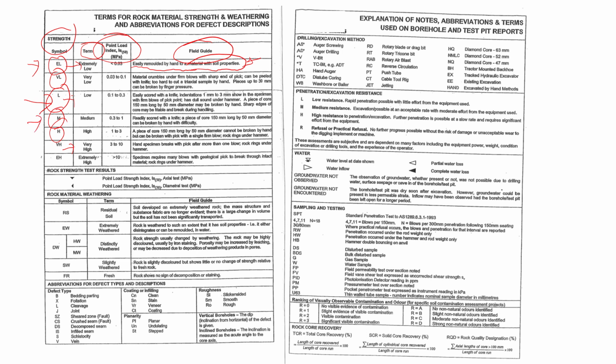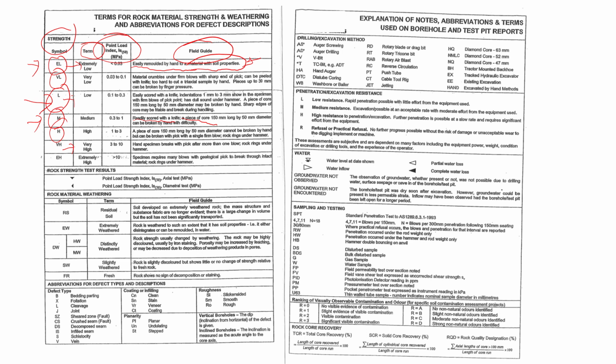So let's look, for example, at M. What will be a medium level of strength? Readily scored with a knife, a piece of core 150 millimeters long and 50 millimeters diameter can be broken by hand with difficulty. So if you are pretty strong or have strong fingers, then you can break it pretty easily. So in this case, you would estimate the strength as medium, right?